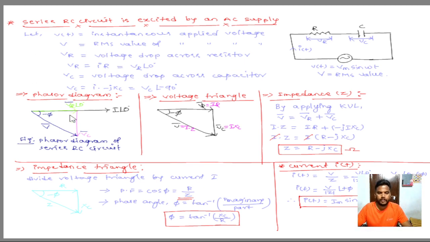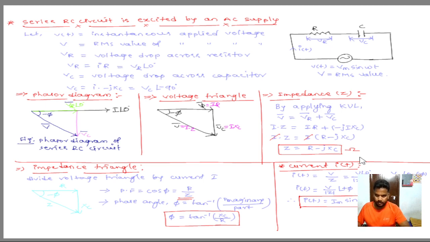Is it clear? First, we draw the phasor diagram, then the voltage triangle, then we calculate the impedance of the series RC circuit. Then we draw the impedance triangle. From the impedance triangle, we write the formula for power factor and phase angle, and the phase angle is tan inverse of XC by R. Next we calculate the current: I is equal to V by Z. V of t is equal to Vm sin omega t, meaning there is no phase angle, so I take the angle as 0. V at angle 0 and Z at angle minus phi, and finally V by Z at angle plus phi. And this is the current equation.